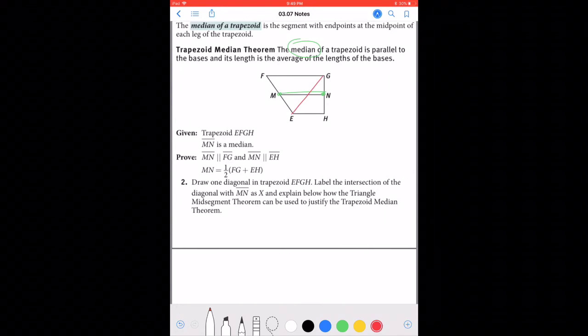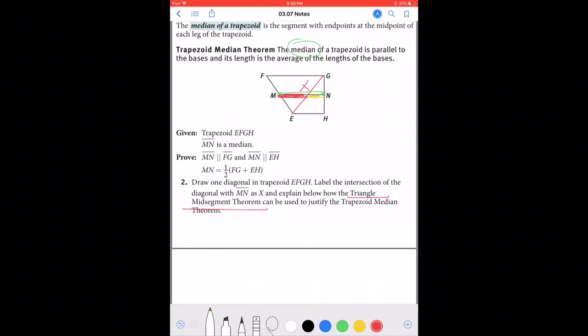So when we're looking at this, the problem goes on to say, how can we use the triangle mid-segment theorem to justify our trapezoid median theorem? So label this as X. We can kind of see that this line right here that I'm coloring in red, which is MX, looks like the mid-segment of the triangle on the left that's upside down, and the one that I'm coloring in with yellow looks like it's the mid-segment of the triangle on the right, the EGH. So we can use our mid-segment theorem to quickly prove this.